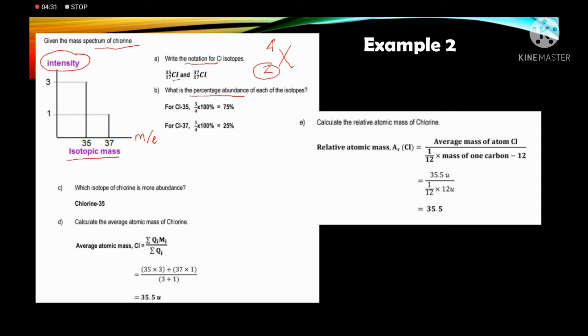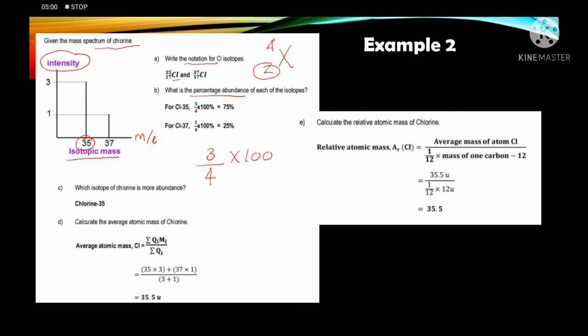Next, they ask you the percentage abundance. They give you the abundance in terms of intensity, but they ask you to change the abundance from intensity into percentage. How do you do that? You get the ratio. To get the abundance percentage for 35, the abundance of 35 is 3, over the total abundance, which is 3 plus 1, 4. Because they ask for percentage, you need to times by 100.